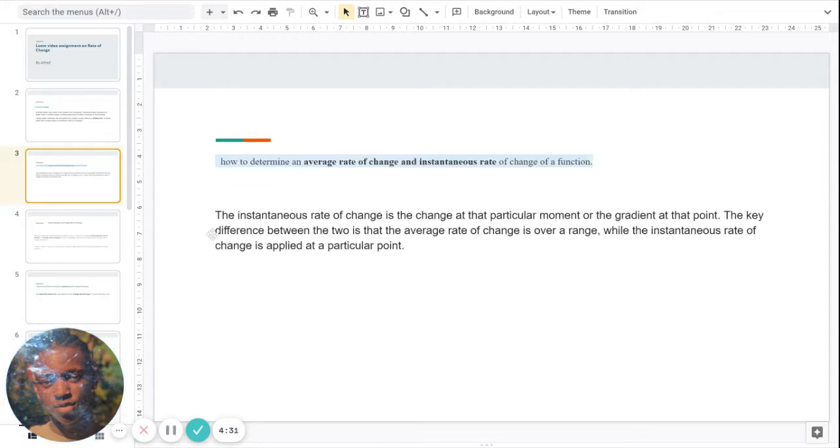Second question, how to determine an average rate of change and instantaneous rate of change of a function. The instantaneous rate of change is the change at that particular moment, or the gradient at that point. The key difference between the two is that the average rate of change is over a range, while the instantaneous rate of change is applied at a particular point.